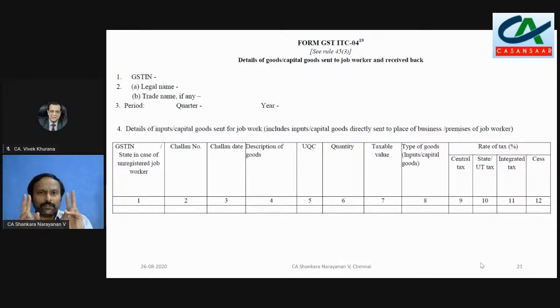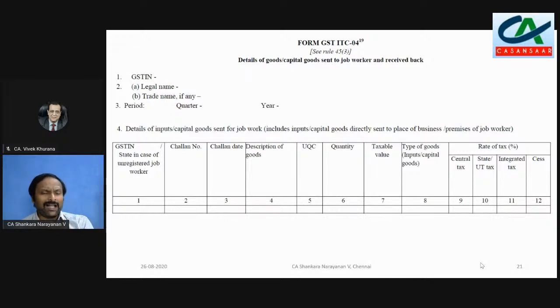Now this contains two main data. One is what has gone to the job worker, and second is what has come back from the job worker. But that is being asked in a different way. That is why I had to put up the form's outline itself to understand what it requires. In Table 4, 1, 2, 3 are general data. That is not of much difficulty, which will be auto-populated.